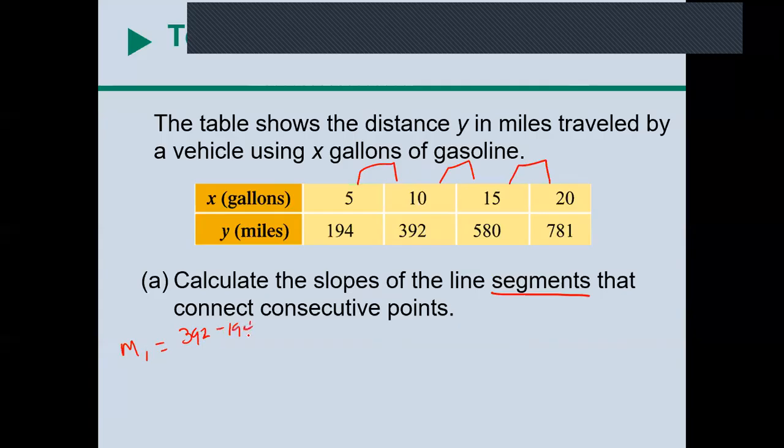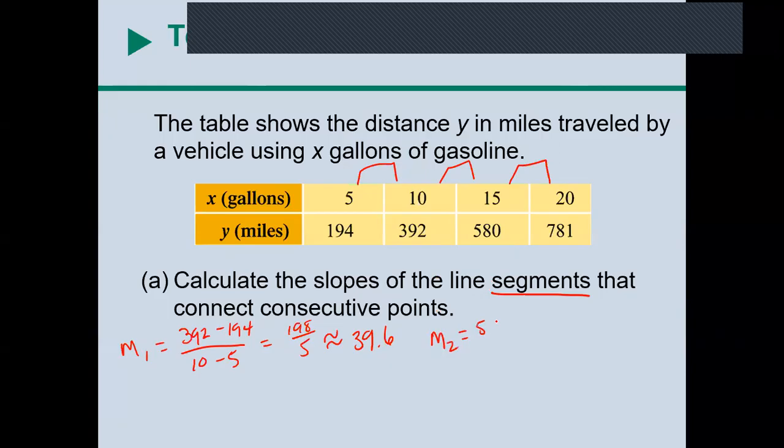392 minus 194 divided by 10 minus 5. 198 over 5, and give me an approximation to the nearest 10. Okay. All right, so that's slope 1. I'm going to do slope 2.